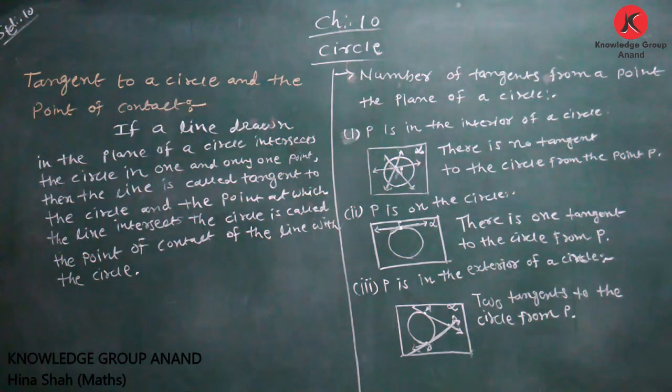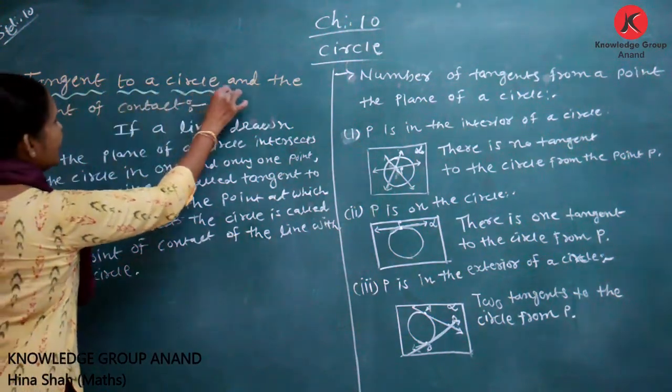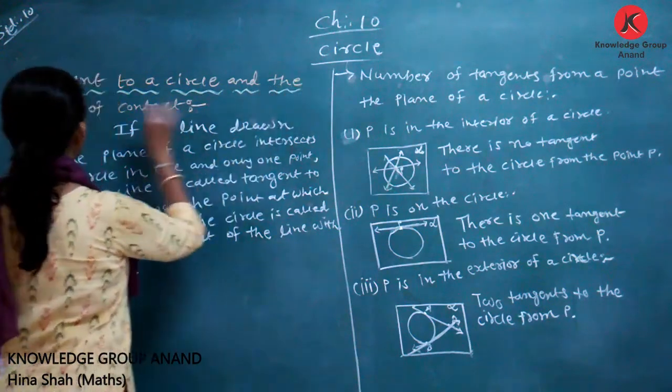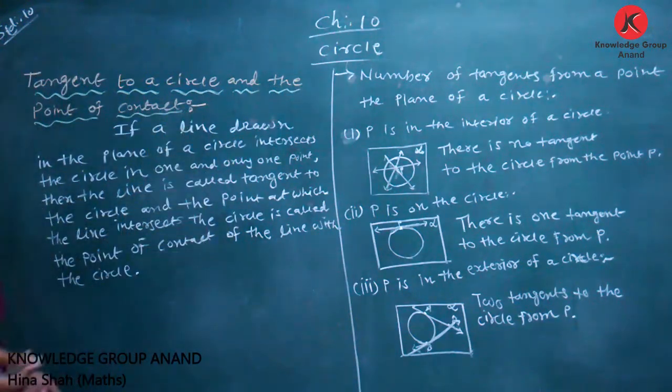Now, tangent to a circle and the point of contact. Here we learn two words. What is tangent to a circle, and what is the point of contact? Which point is called the point of contact? And what is called a tangent?